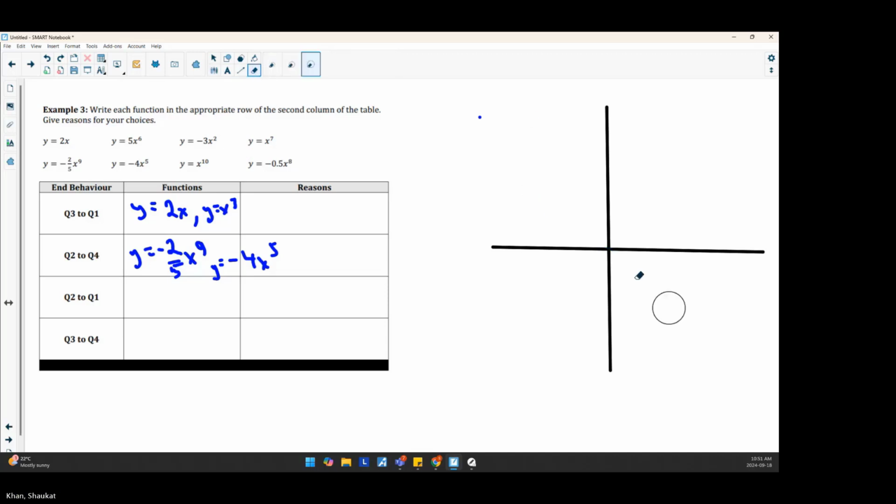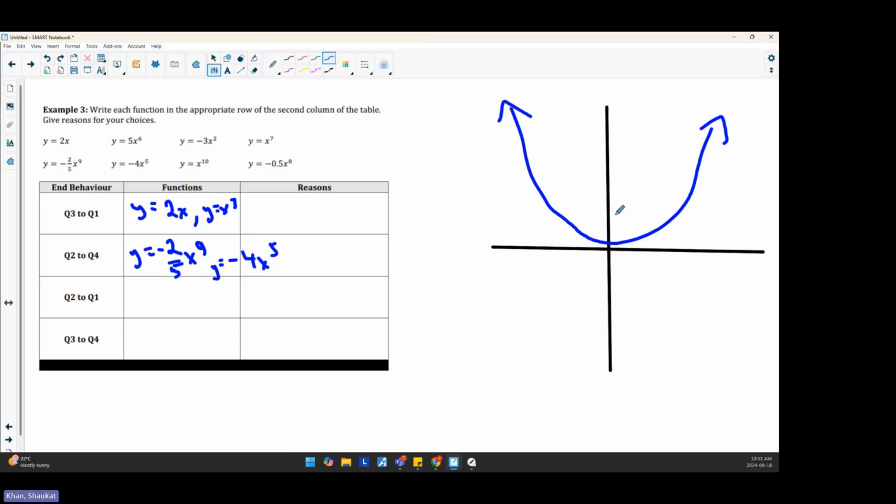Okay. Moving on. What about 2 to 1? So 2 is here, and 1 is here. So that definitely looks like an even parabola, like y equals x squared. So just an even function. So y equals x to the 10, probably. What other even functions do we have?